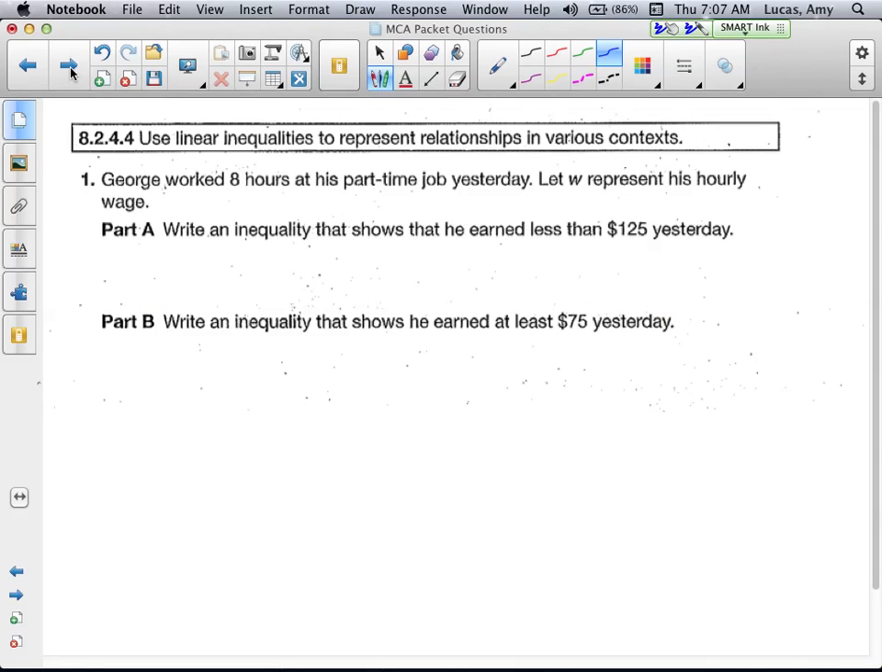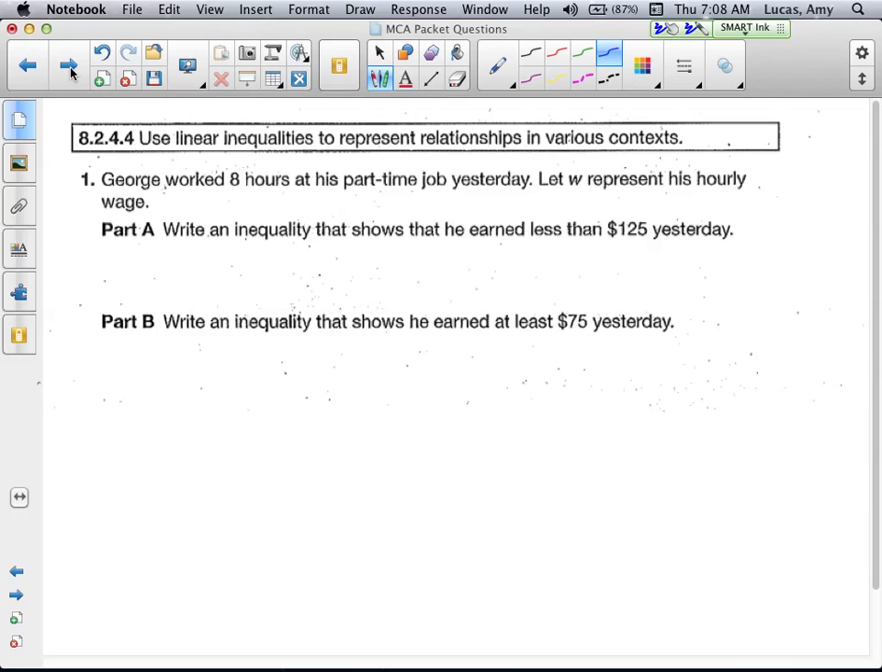The next page you should be on in your packet is 41. 8244 is our benchmark. Use linear inequalities to represent relationships in various contexts. George worked 8 hours at his part-time job yesterday. Let W represent his hourly wage. Part A, write an inequality that shows that he earned less than $125 yesterday.